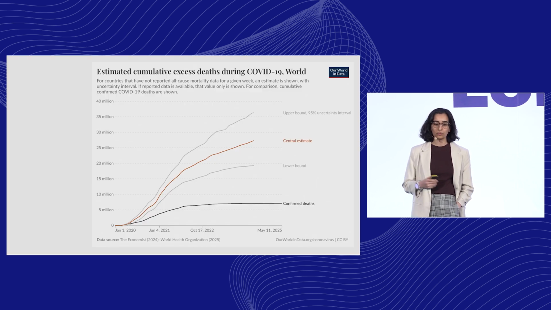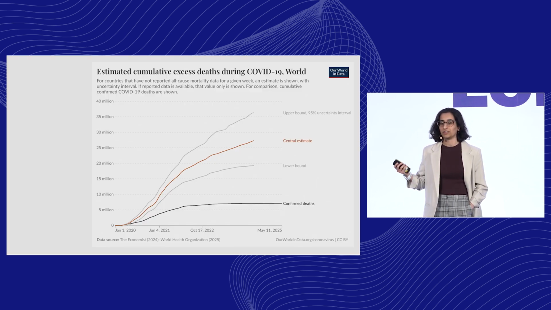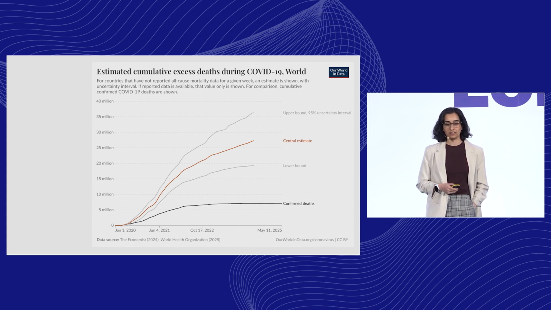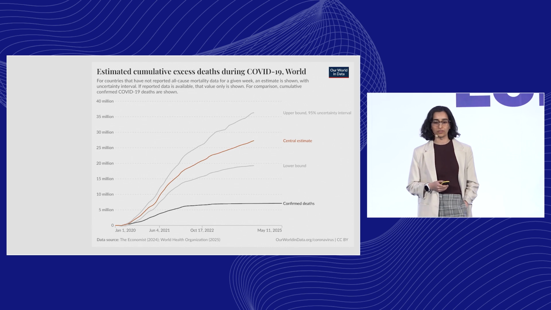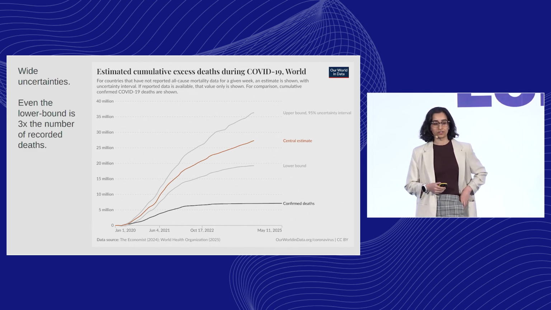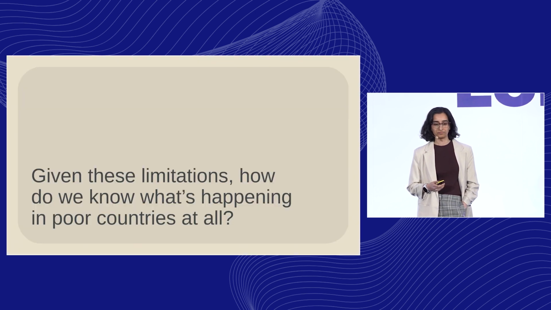You might know this from the example of the pandemic. So for example, we were trying to estimate the number of excess deaths that occurred during the pandemic. And this was more than 4 times the number of confirmed deaths from the pandemic. You can see very large uncertainties, but even this lower bound is 3 times the number of recorded deaths.